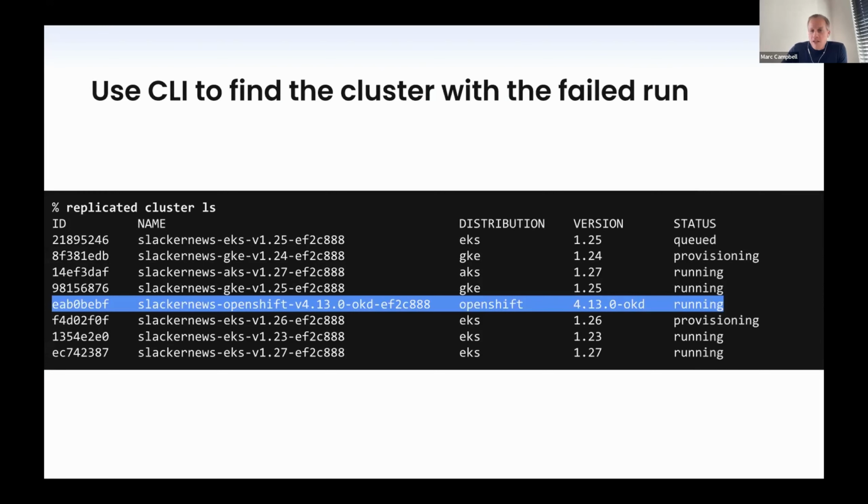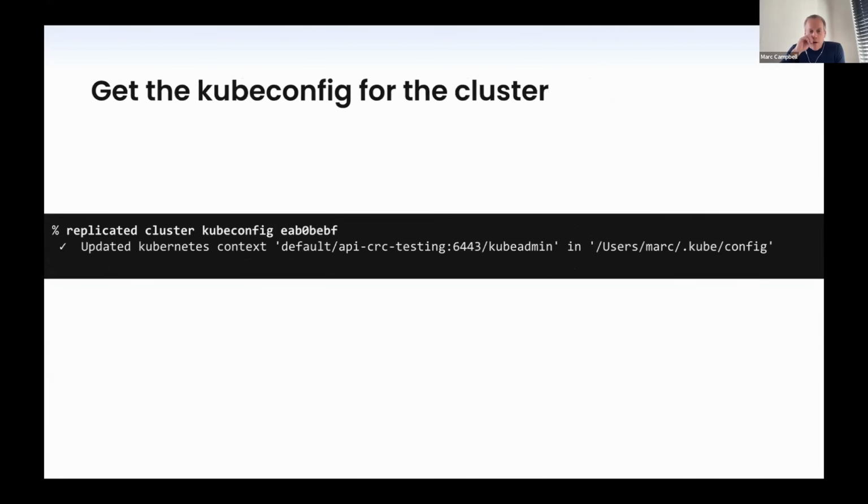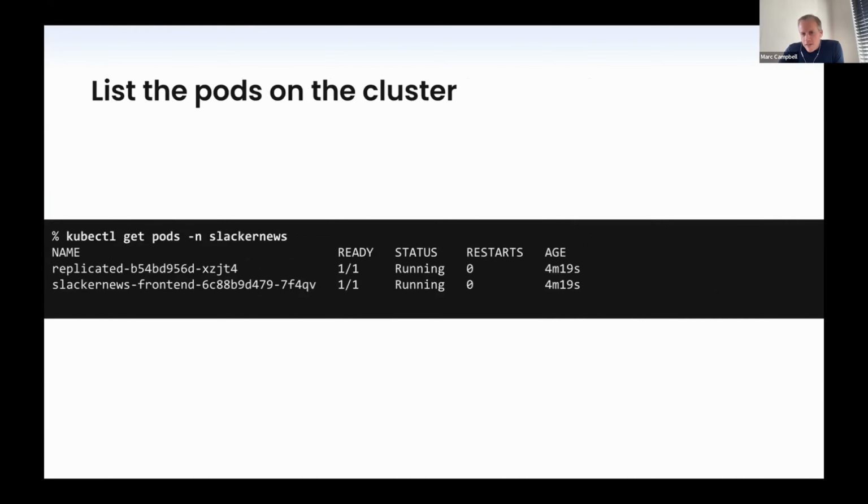And it's still running, even though CI is still running on some of the other ones in the screenshot, that one's running. I grabbed the kubeconfig from it. I just ran replicated cluster kubeconfig, and it merged the OpenShift kubeconfig into my local kubeconfig, and then I listed the pods. It's not the most complex application, so there's not a lot of pods in the cluster, but we list them. Okay, the pod is running. That's probably step one of debugging. It's a good sign.